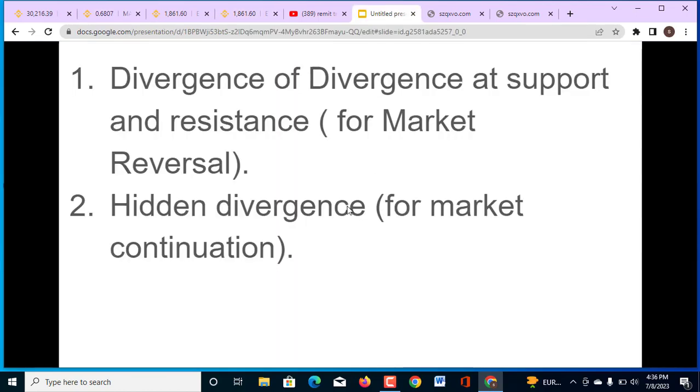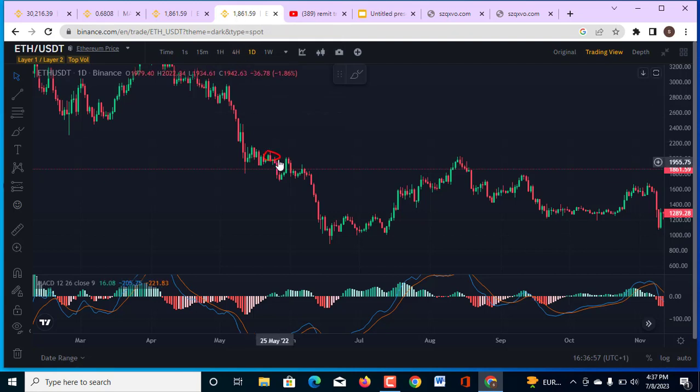So the next strategy here is hidden divergence for market continuation. How you can spot hidden divergence for market continuation. The first thing you have to do in this case is you have to look at the higher time frame. So from the higher time frame back to the lower time frame to spot a hidden divergence. And what you have to do first of all is to come to the higher time frame. You spot an area where you see divergence on the lower time frame.